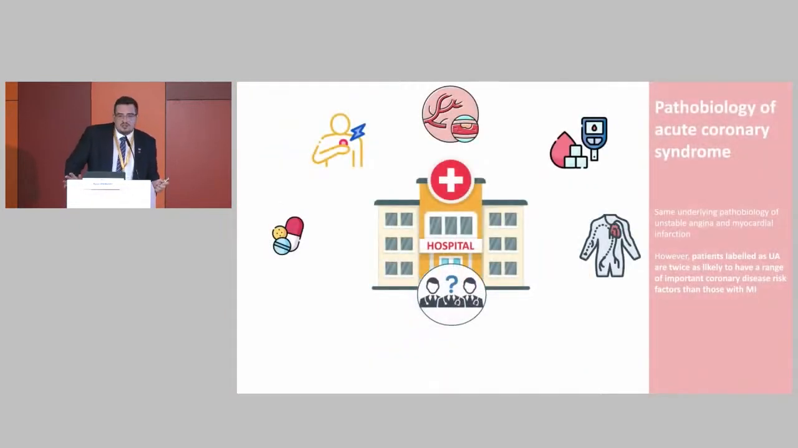So why is this, and has unstable angina become a diagnosis of risk factors rather than a diagnosis based on the patients that are felt to have unstable disease? And what can we do to try and augment that?